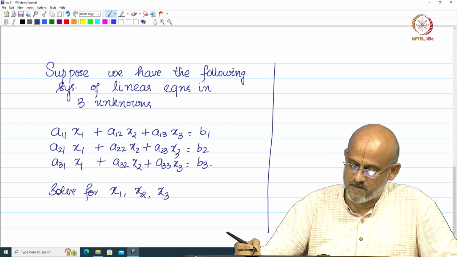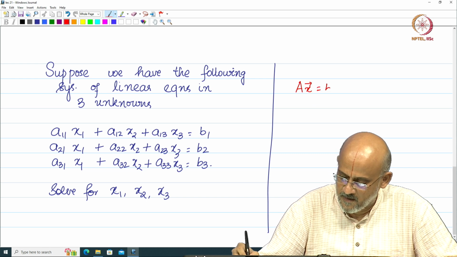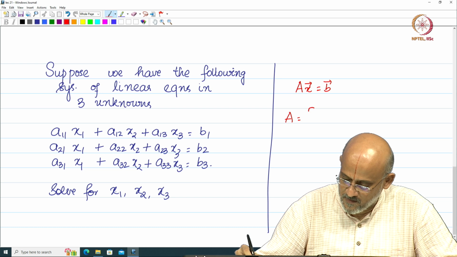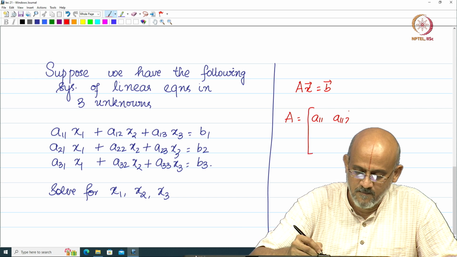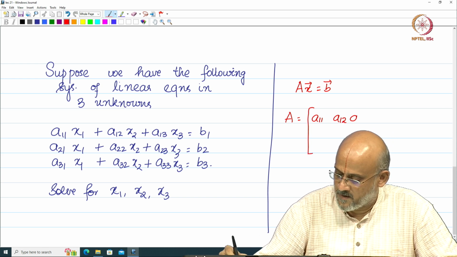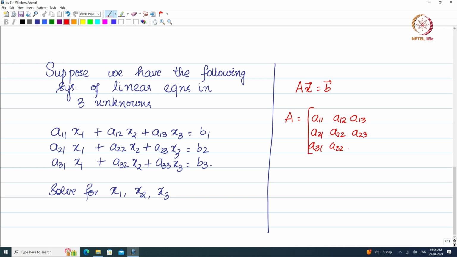Now how do we interpret this? We again write the matrix form of this, in the form Ax is equal to B, where my A matrix is the coefficient matrix, which is the 3 by 3 matrix A11, A12, A13, A21, A22, A23, A31, A32, A33. X is the 3 component vector x1, x2, x3, and B is again another 3 component vector, which is B1, B2 and B3.